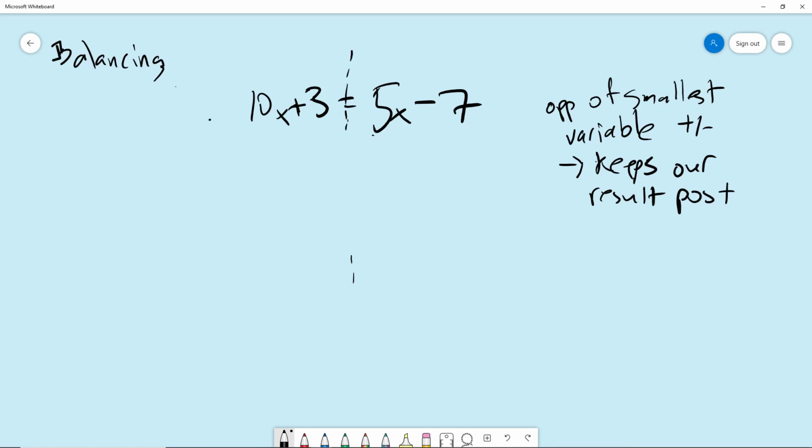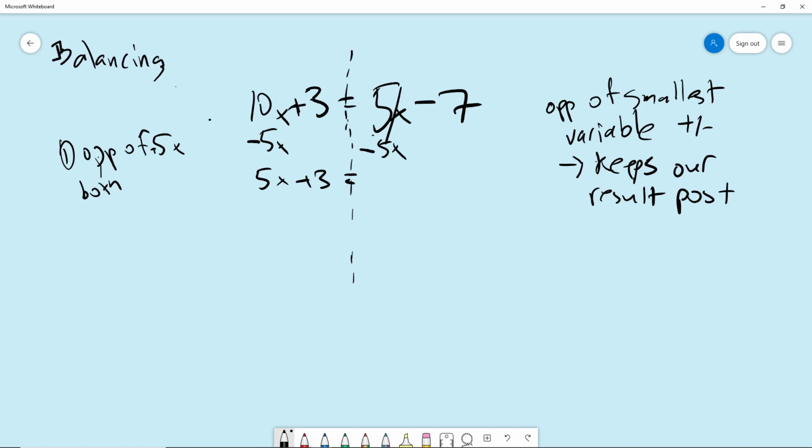So my first step is going to be to do the opposite of 5x, positive 5x, to both sides. And that's going to get all of my x's, all my variables on the left, negative on both, right? So that's going to be 5x plus 3 equals, and like I said before, don't forget that negative. People will lose that sign right there. Common mistake. Don't lose your sign.